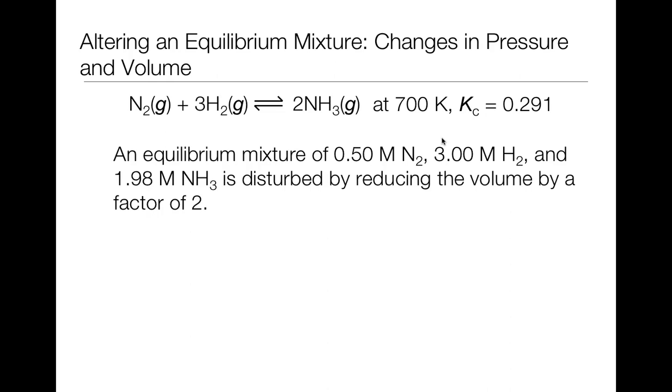So we take, again, the Haber process, N2 plus H2 goes to ammonia at a certain temperature with a certain Kc. It says the equilibrium mixture, this time we have a half a molar, 3 molar, and close to 2 molar, is disturbed by reducing the volume by a factor of 2. We're going to see how this happens. We've only assumed that we can change the volume because we're assuming it's a piston. So you have a box, it's at a certain equilibrium, and now we just crush that volume by half by basically taking the roof of that container and pushing it down by half.